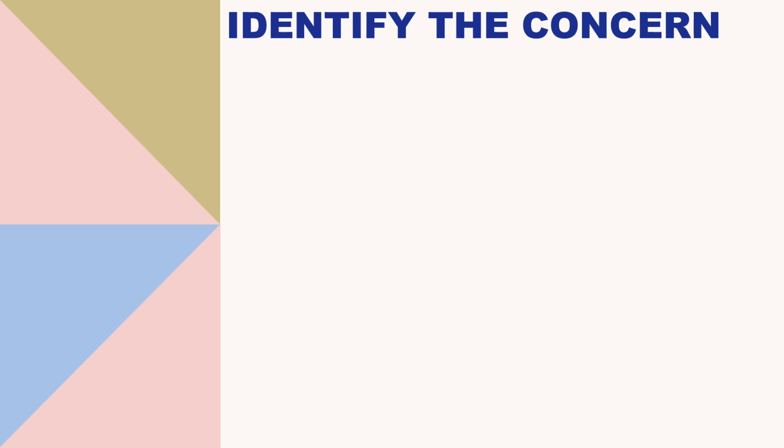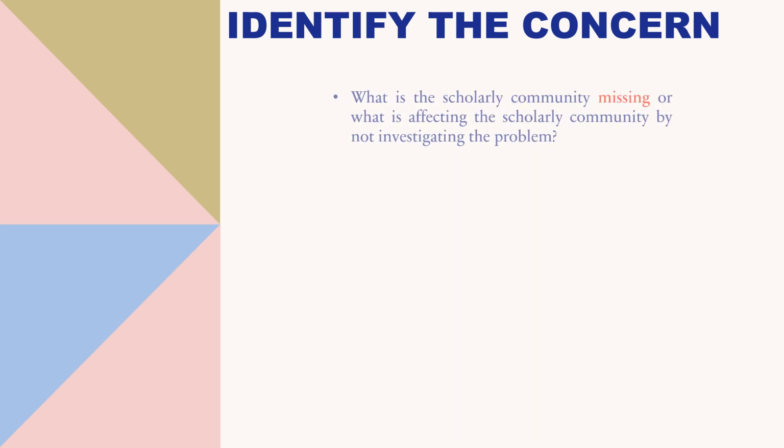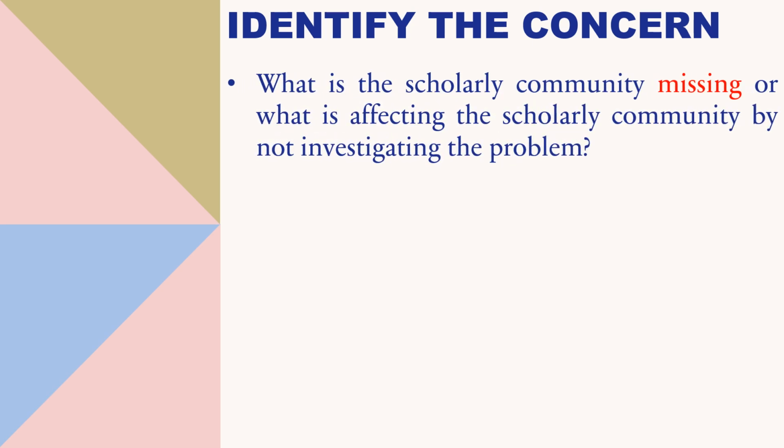So here, I present to you different ways how you should show concern and then bring all others to follow you, all others to say that actually you have something that is worth researching. So in this way, you should point out, for example, what the scholarly community is missing, or what is affecting the scholarly community by not investigating the problem.